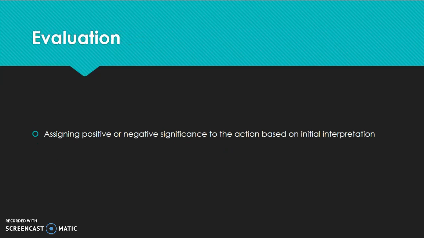And then lastly, evaluating. In any given situation, in the end, you need to assign positive or negative significance to the action based on your initial interpretation. So you're going over what you saw, then you're trying to interpret it, giving a couple of different possible situations, and then you need to decide which of those are positive and which are negative, based on those actions. So again, go ahead and take a second to talk amongst yourselves in the group about the situation that I read to you.